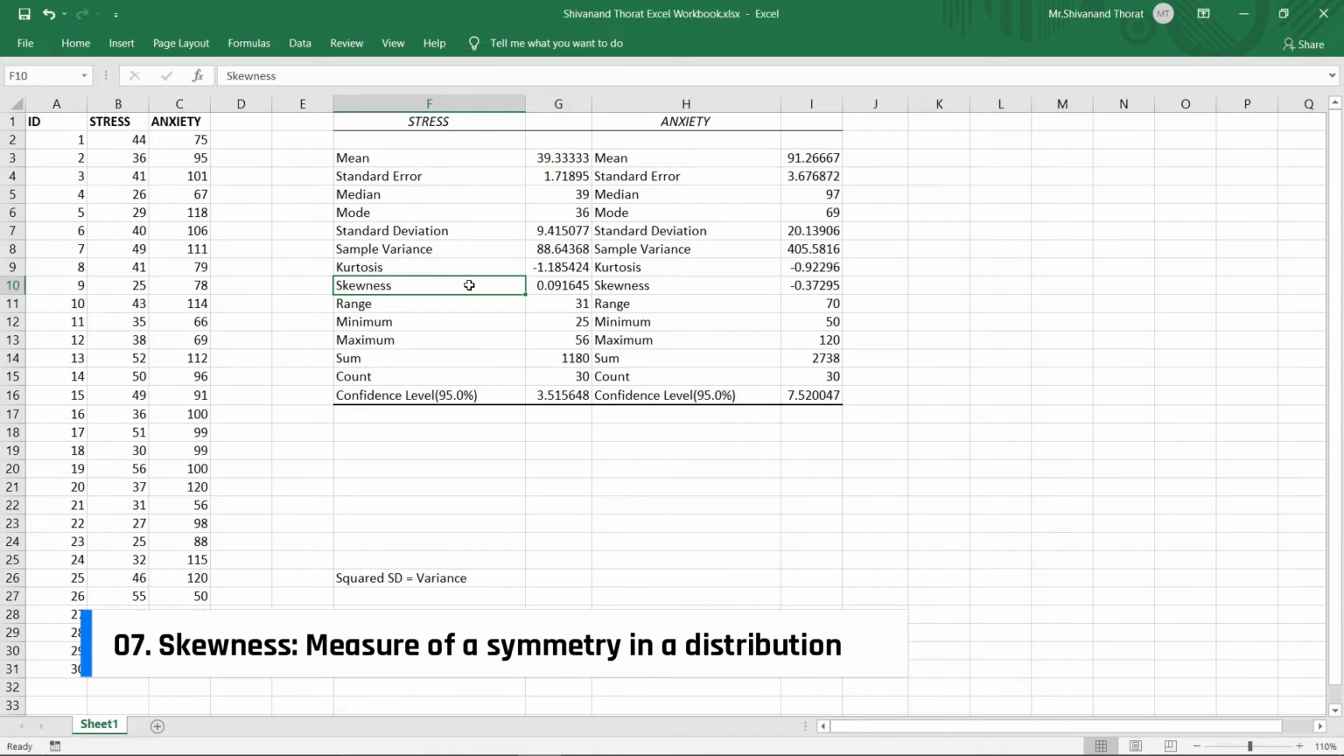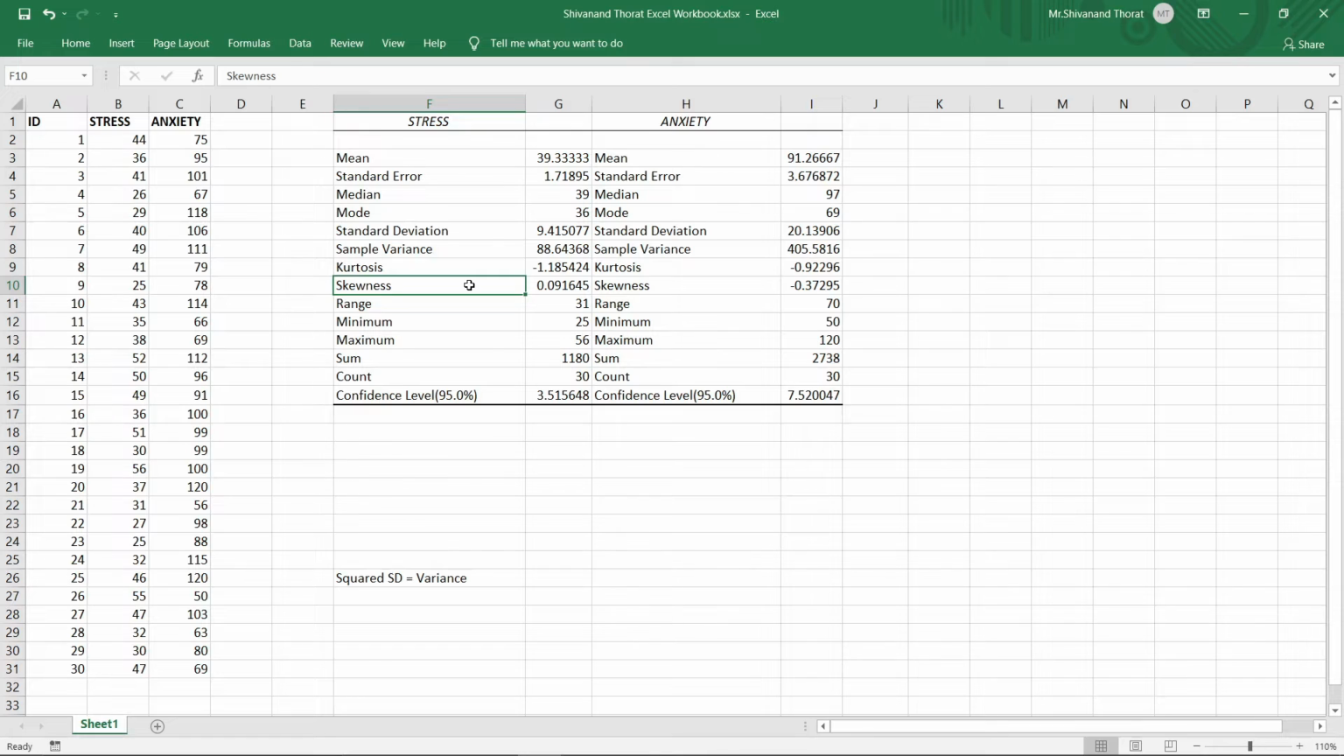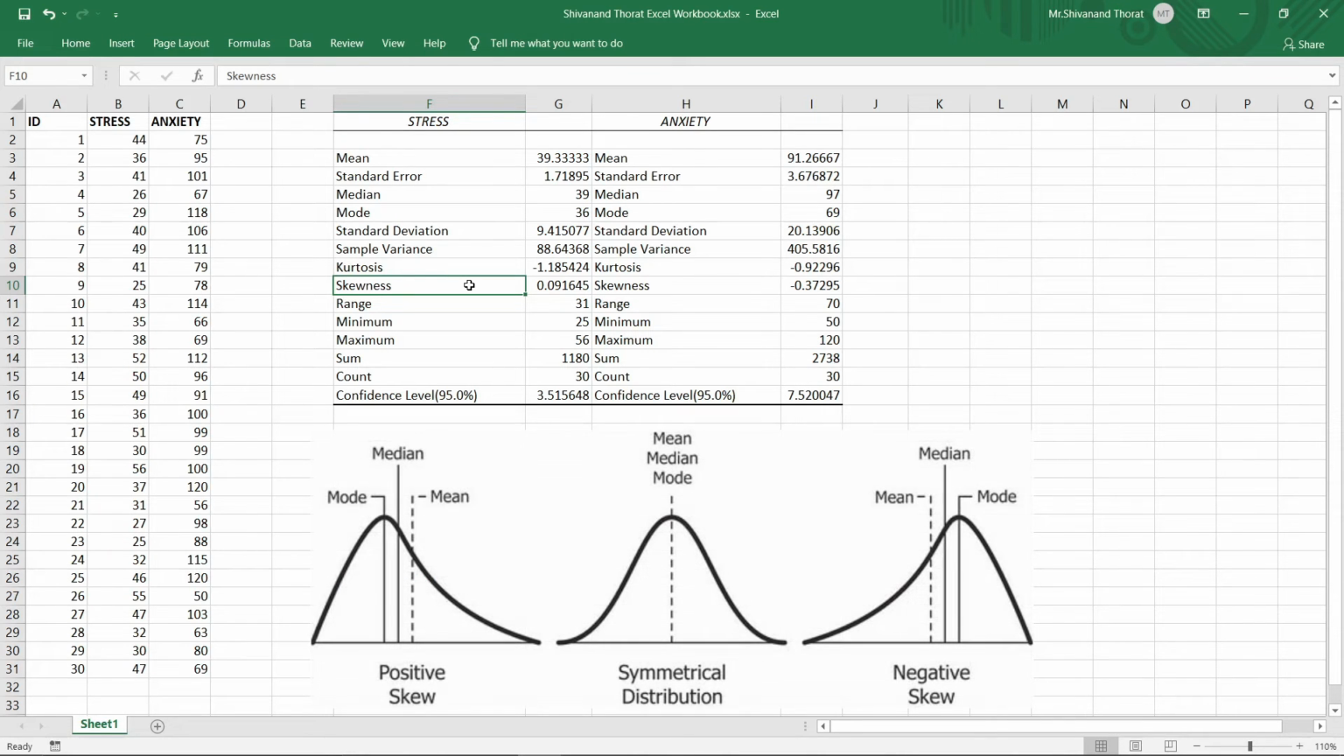Skewness, on the other hand, is a measure of the symmetry of a distribution. A distribution is skewed if the tail of one side of the mode is flatter or longer than the other side. There are two types of skewness, positive skewness and negative skewness. Distribution curve is called as positively skewed when the mass of the distribution is concentrated on the left side of the curve, and the distribution is called as negatively skewed when the mass of the distribution is concentrated on the right side of the curve.